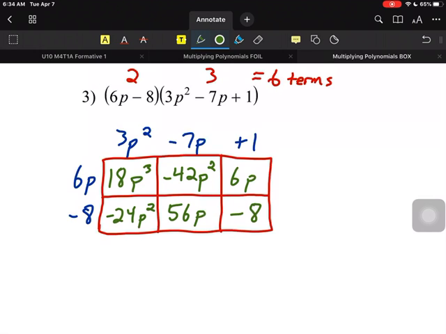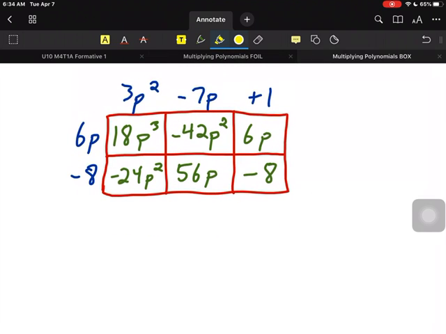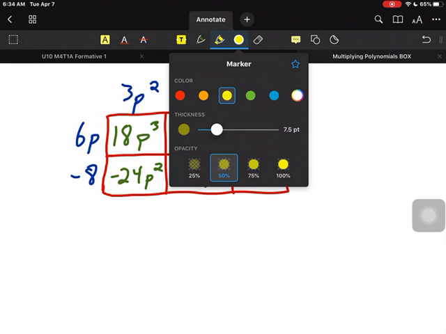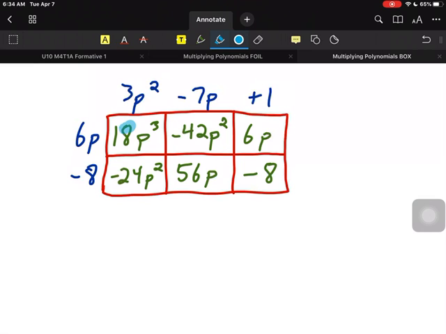All right. So now I'm going to combine like terms before I write them all out. So if you look, they go diagonally. All right. So I don't have any, let's see, I'll do this color. Okay. There's no other p to the thirds. So I'm going to write 18p to the 3rd, okay?